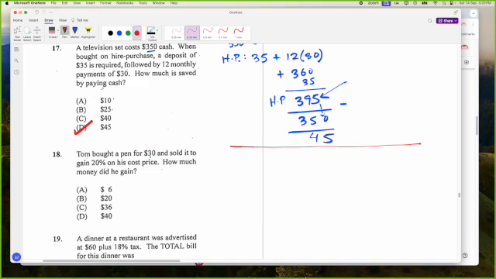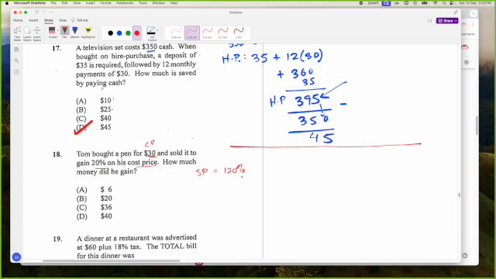Tom bought a pen for $30 and sold it to gain 20% on the cost price. So how much money did he gain? So he bought the pen for $30, right? So $30, this is the cost price. And he sold it to gain 20%. So the selling price is 120% in this case, right?